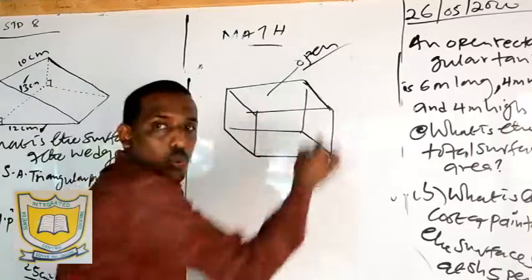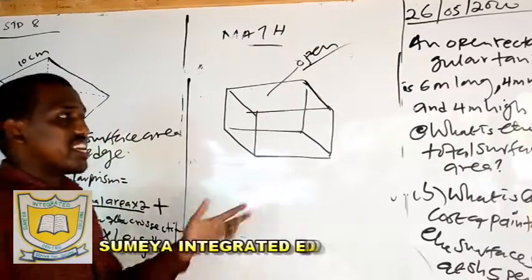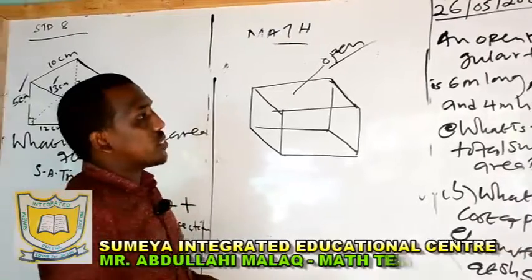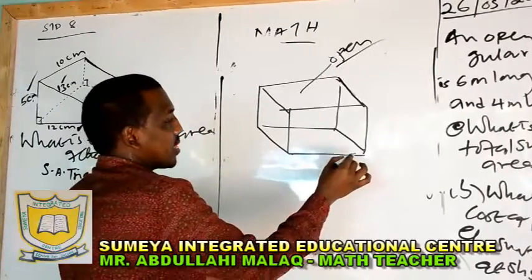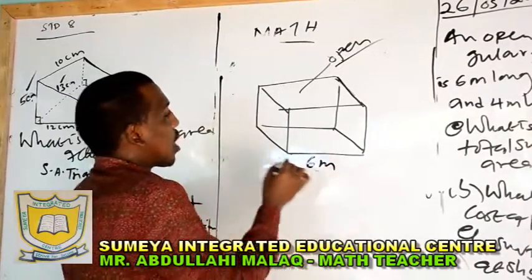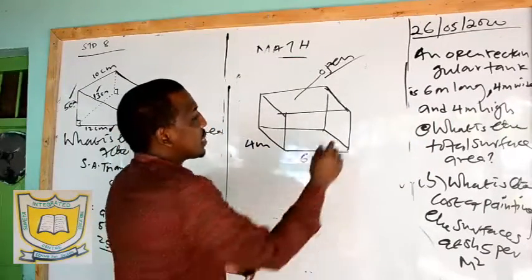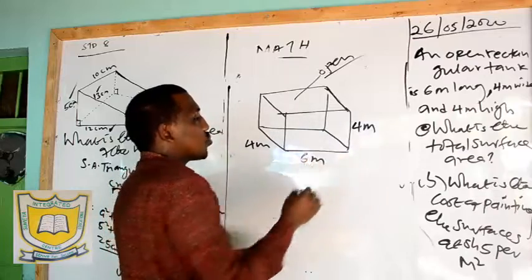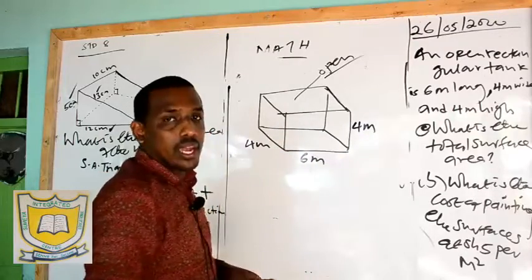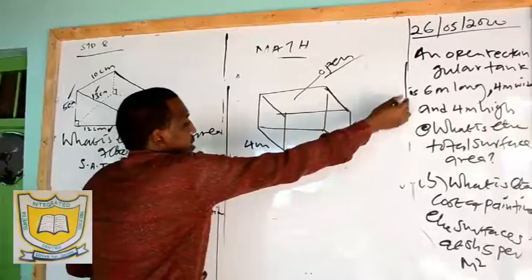The key word here is open, and we learned it yesterday. You are told 6 meters long, that's the length, which is 6 meters. 4 meters wide is the width, which is 4 meters. And you are told 4 meters high, and the height is 4 meters. To get the surface area of an open cuboid, rectangular is a cuboid.